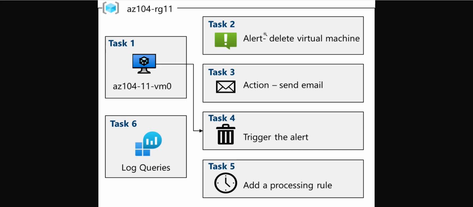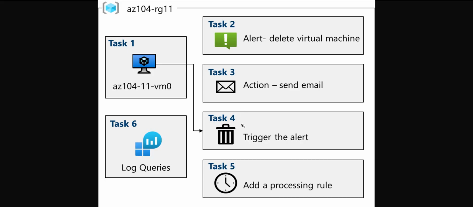In task 2, we'll create an alert rule. This alert rule will be configured to trigger when the virtual machine is deleted. Next, in task 3, we'll set up an action group that would send an email notification to the operations team when the alert is triggered.